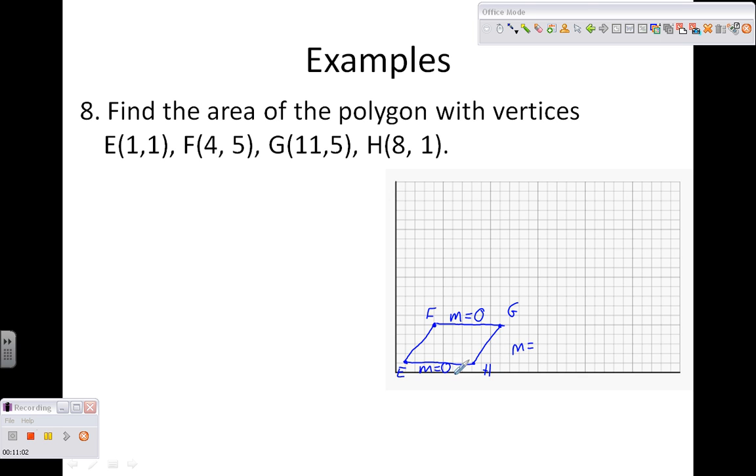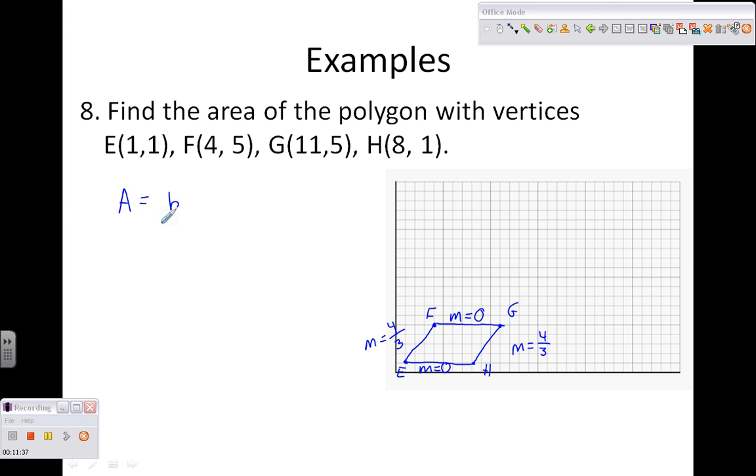So if I look at the slope of GH, to go from H to G, I go up 4 over 3, so we have a rise over run of 4/3, and it's a positive slope because it goes up as I'm going to the right. If we look at EF, to go from E to F, I go up 4 and over 3, so I also have a slope of 4/3. Since my opposite sides are parallel because they have the same slope, that means I do have a parallelogram.